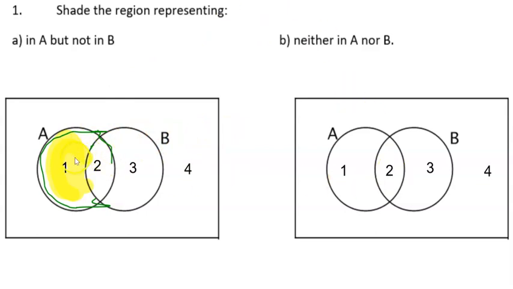So what this Venn diagram is showing me: region 1 is in circle A only. 1 and 2 together are in circle A, but 2 is also in B. So when we're seeing these different circles, we know A and B are not mutually exclusive. A and B can happen at the same time, and they happen at region number 2. Region number 3 is only in B, and region 4 is everybody that's not in A or B.